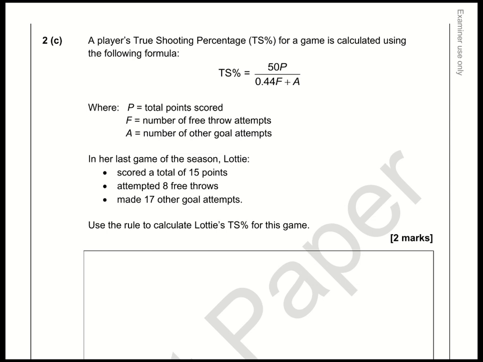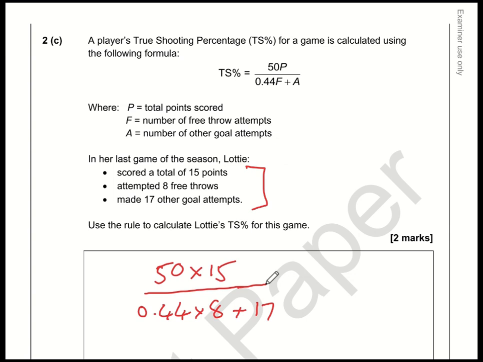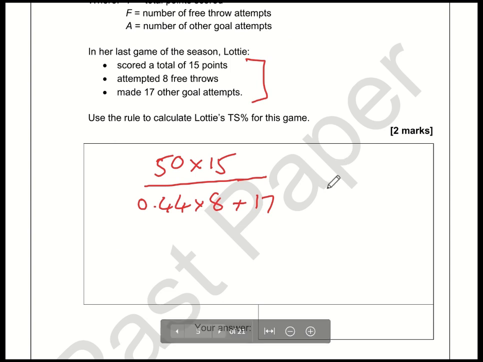A player's true shooting percentage, TS percent for a game, is calculated using the following formula. So we need to calculate it for Lottie for this game using this information here. So the percentage is going to be 50p, so that means 50 times by p. P is the total points scored, which is 15, divided by 0.44f, which means 0.44 times by f, and f is the number of free throw attempts, which is 8, plus a, and a is the number of other goal attempts, which is 17. So if you've got a fancy calculator, you can just type it in exactly as it looks, but you might want to break this down bit by bit.